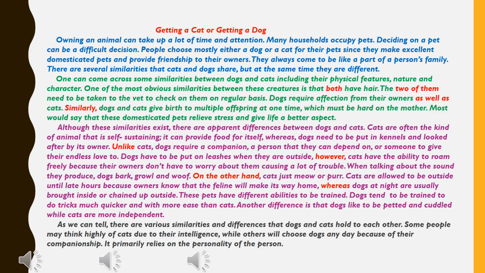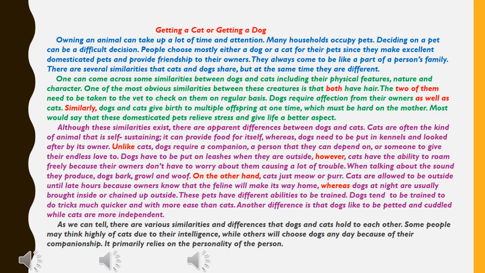Before we start, pay attention to the signal words that are highlighted in different colors. Getting a cat or getting a dog. Owning an animal can take up a lot of time and attention. Many households occupy pets. Deciding on a pet can be a difficult decision. People choose mostly either a dog or a cat, since they make excellent domesticated pets and provide friendship to their owners. They always come to be like a part of a person's family.